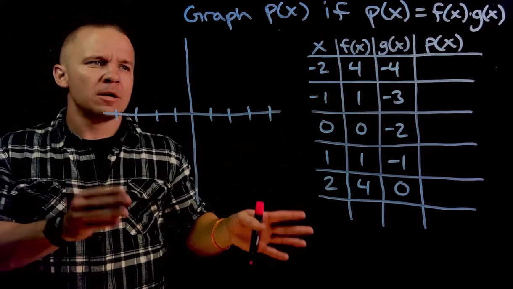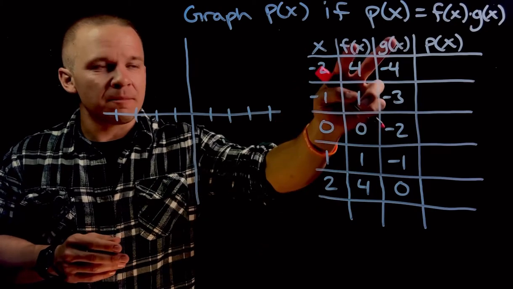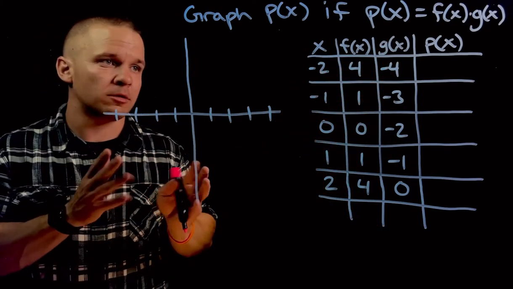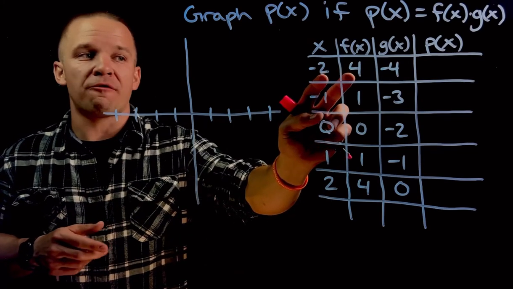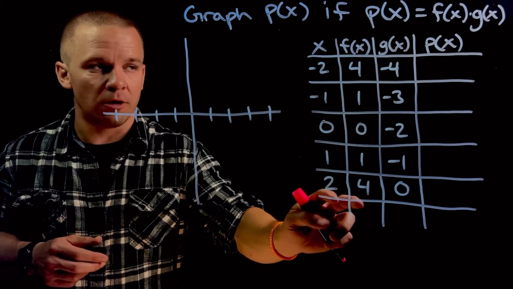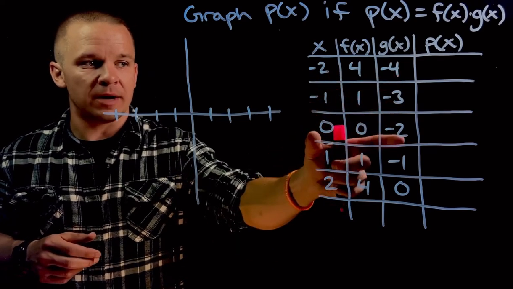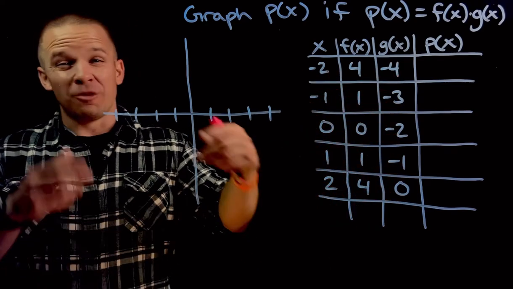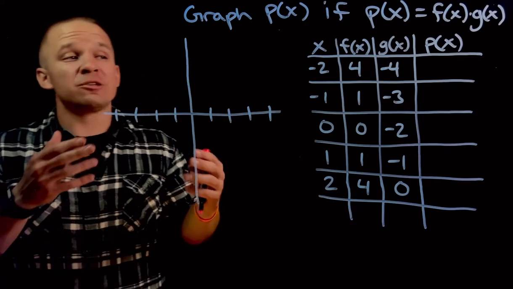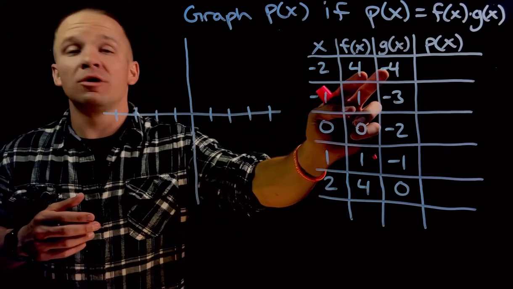All right. So I've got some x values, and these are like my y values for each one of those individual functions, but we have the same x values for them, okay? So this is an ordered pair for f of x: -2, 4; -1, 1; 0, 0; 1, 1; 2, 4. And then g of x, those are my ordered pairs out there. The way I get my function value for p of x is by multiplying my two function values.